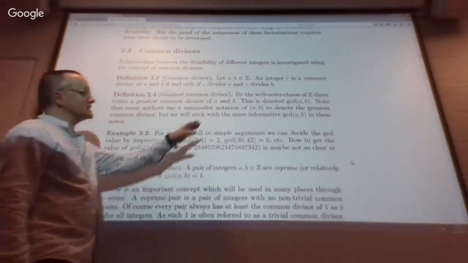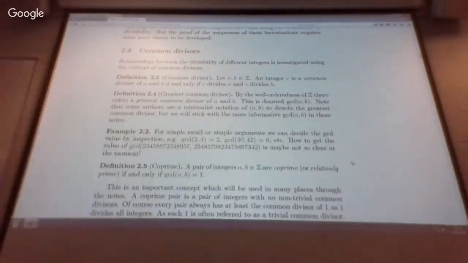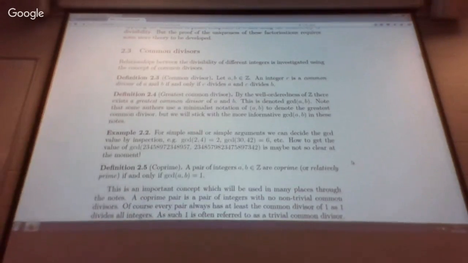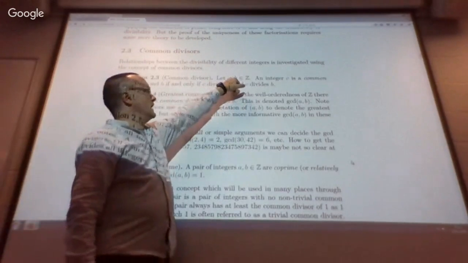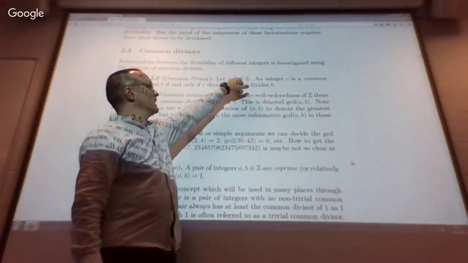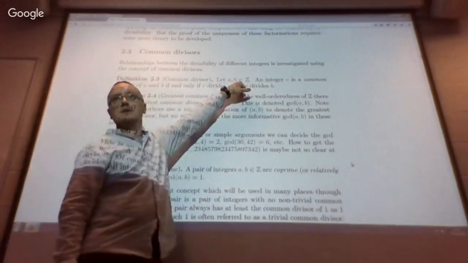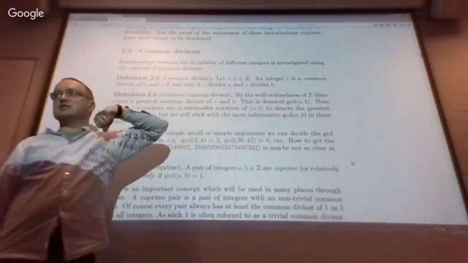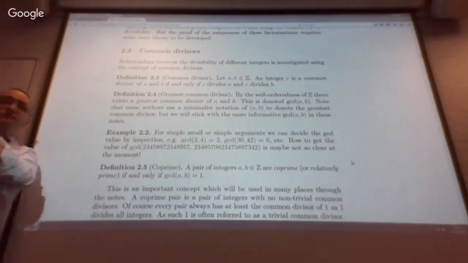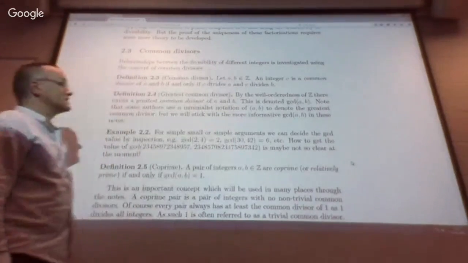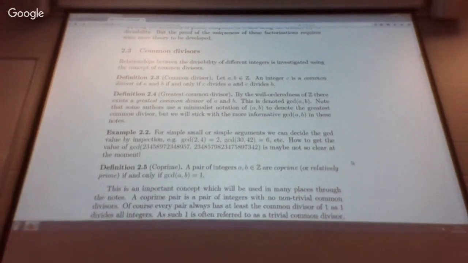Now, the fact that this exists for any pair of integers comes from the well-orderedness of the integers. Certainly, there is an upper bound on common divisors for any pair because any integer strictly bigger than the absolute value of a or b won't be able to be a common divisor. You can't have a number being a divisor of a number with strictly smaller absolute value. So there is an upper bound on the set of common divisors, and therefore, by the well-orderedness of the integers, there must be a greatest common divisor. One of the common divisors that is the greatest.